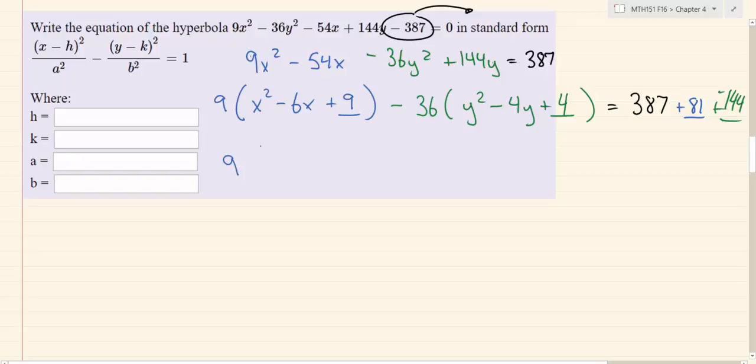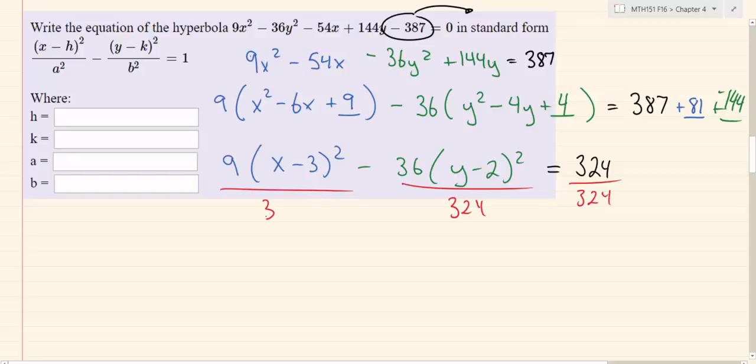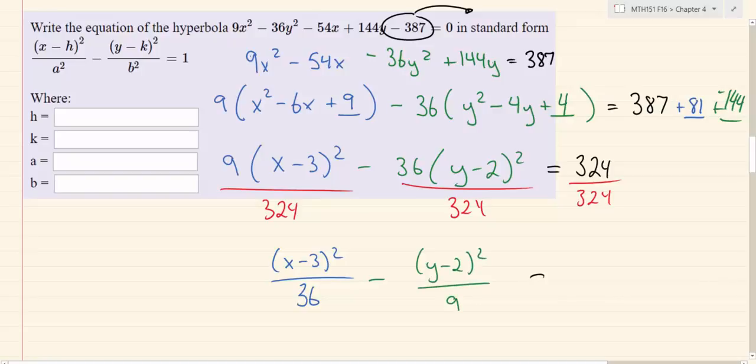So this becomes 9 times x minus 3 squared minus 36 times y minus 2 squared equals, okay, so remember for an ellipse we need this guy to equal 1. So we're going to divide everything by 324, divide by 324, divide by 324. X minus 3 squared divided by 36 minus y minus 2 squared divided by 9 equals 1. It's a hyperbola because they're subtracted. If they were added, it would be an ellipse.